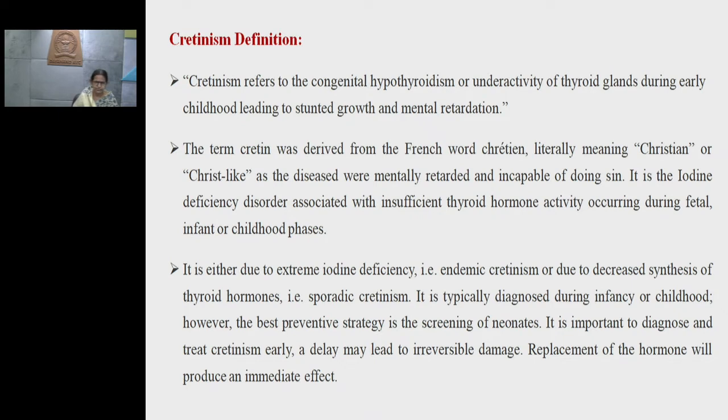It is an iodine deficiency disorder associated with insufficient thyroid hormone occurring during fetal, infant, or childhood phases. It is either due to extreme iodine deficiency, that is endemic cretinism, or due to decreased synthesis of thyroid hormone, that is sporadic cretinism. It is typically diagnosed during infancy or in childhood. However, the best preventive strategy is the screening of neonates.